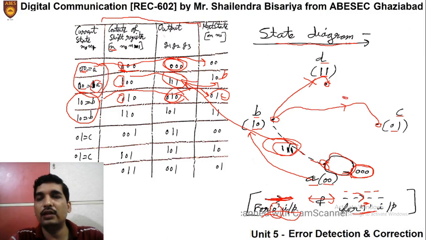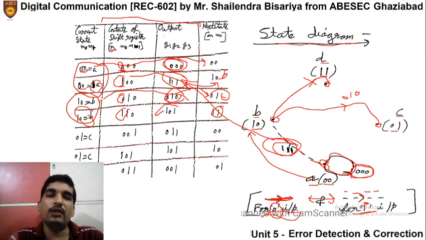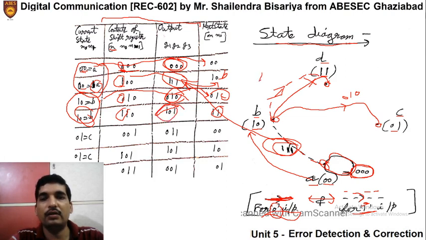Okay, so I should write it here as 0, 1, 0. And from state B, if the input is 1, it will move to state D. So it should be with the dotted line, and the output is 1, 0, 1. So from B, it will move to state D. Here it will be a dotted line, and the corresponding output will be as shown here, 1, 0, 1.